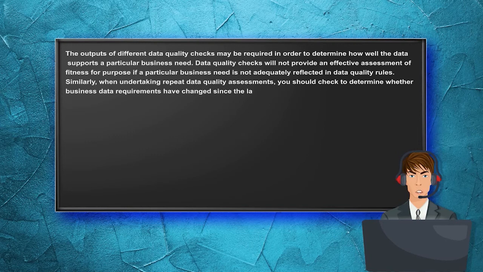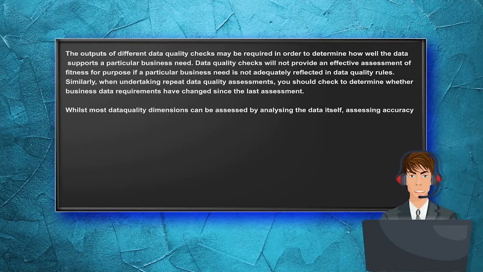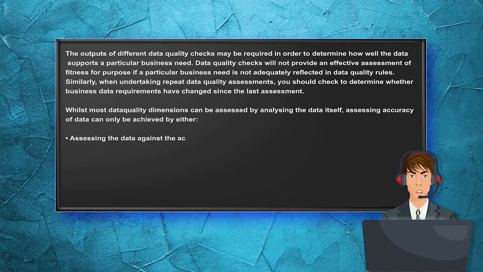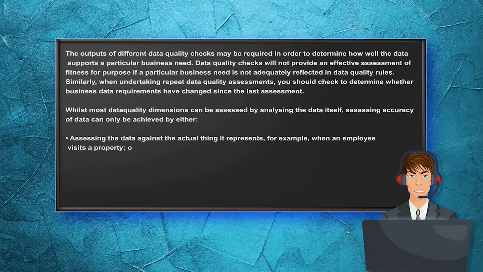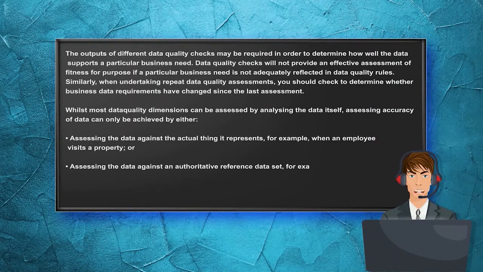last assessment. Whilst most data quality dimensions can be assessed by analyzing the data itself, assessing accuracy of data can only be achieved by either assessing the data against the actual thing it represents, for example, when an employee visits a branch, or assessing the data against an authoritative reference data set, for example, checking customer details against the official list of identification.